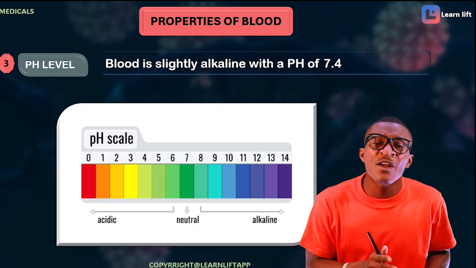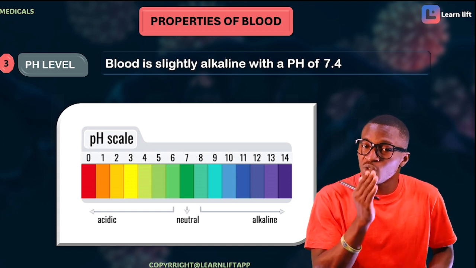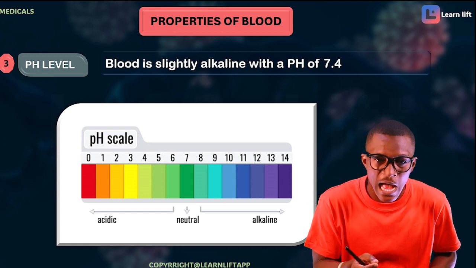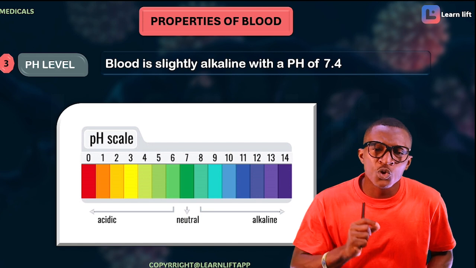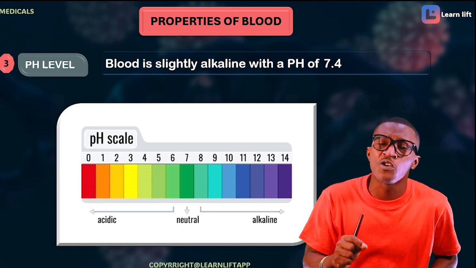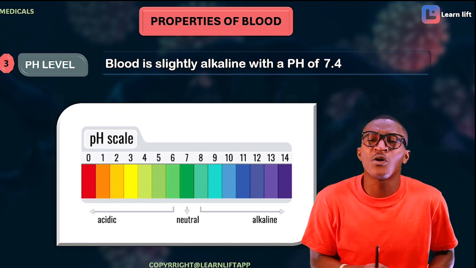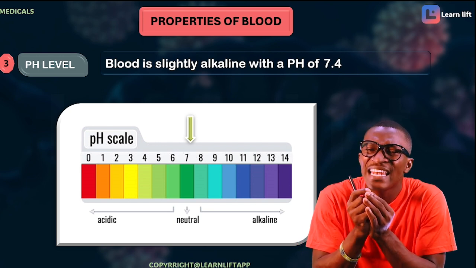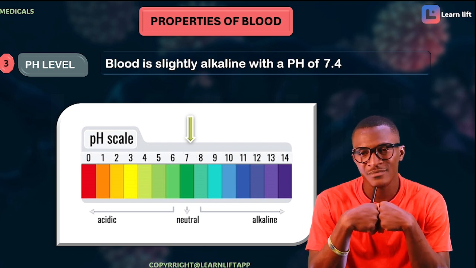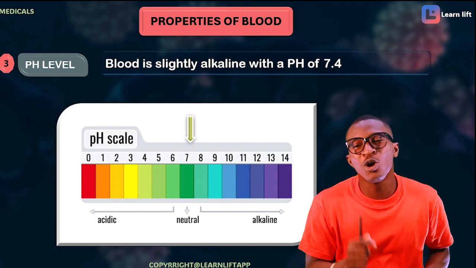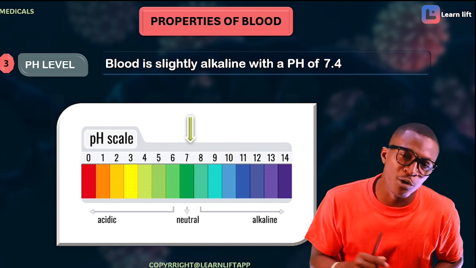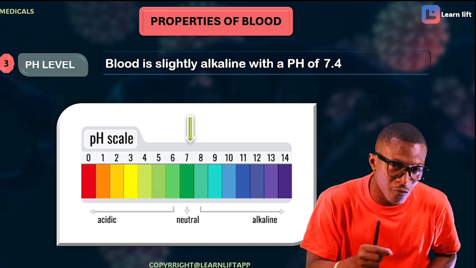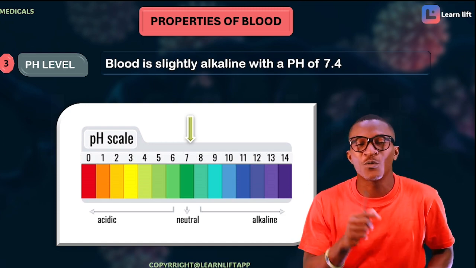You should know that 0 to 6 is acidic, 7 is neutral, while 8 to 14 is basic, or alkaline. Now, where does blood fall? Blood is 7.4. That means it is slightly alkaline. So what's the pH of blood? Blood is slightly alkaline.